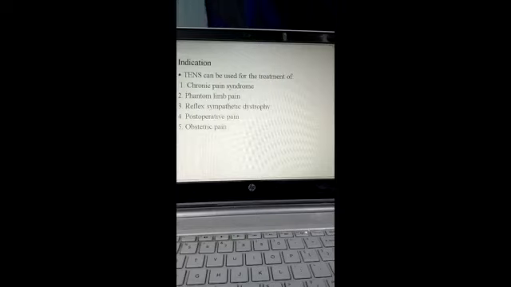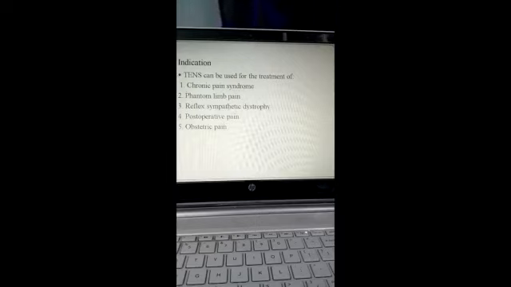Second is phantom limb pain. Phantom limb pain is a psychological type of pain. It mostly occurs after amputation. Patients who have had an amputation complain of pain over the amputated area.